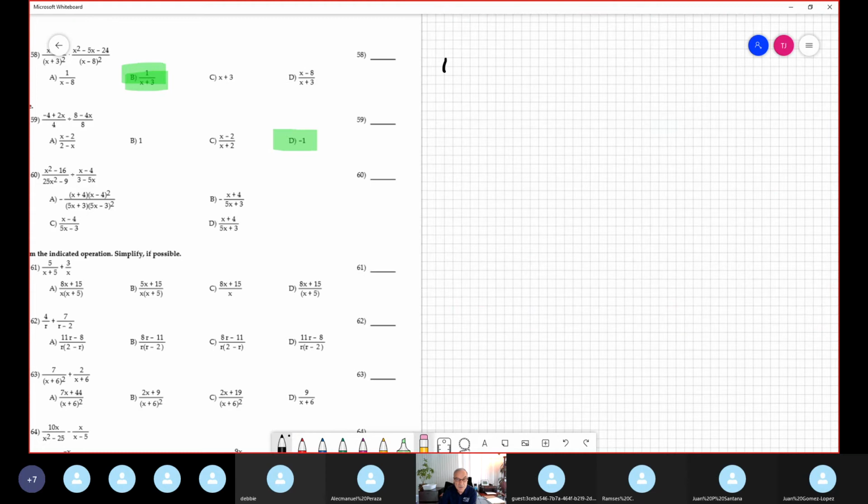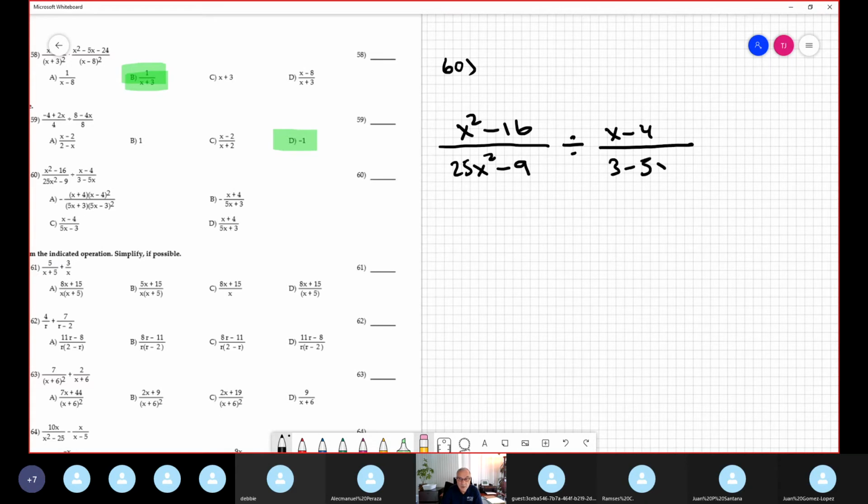Number 60 is x squared minus 16 over 25 x squared minus 9, divided by x minus 4 over 3 minus 5x. Well, this example brings me a new situation. The situation of the division that we covered before: we flip it. You copy the first fraction exactly the same, I don't touch it, and you convert to multiplication when you flip the second.